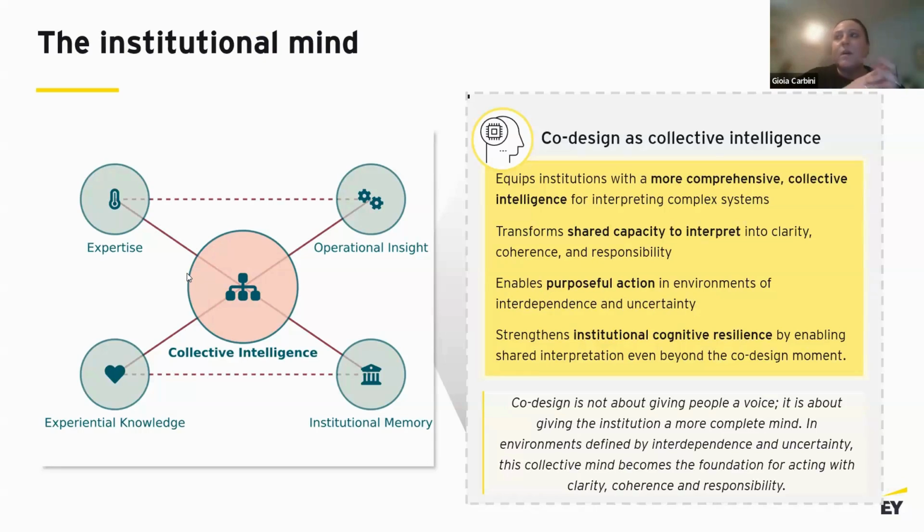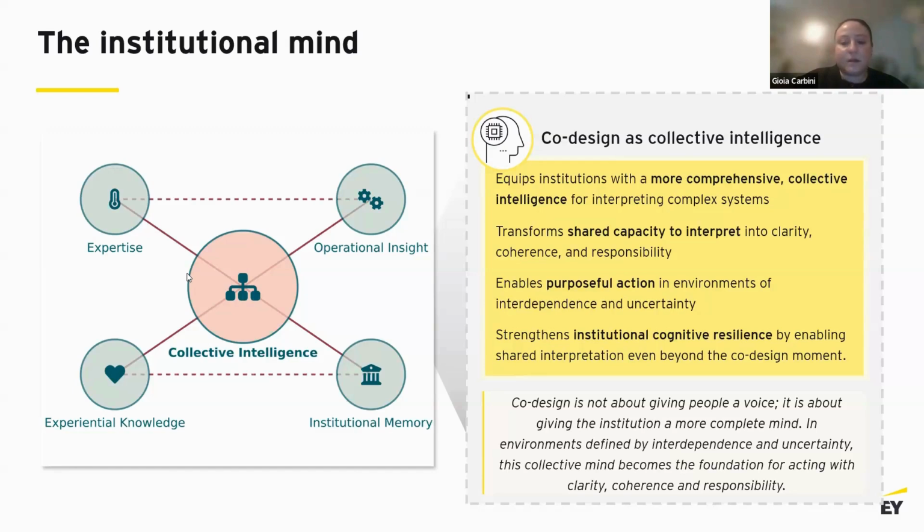And at the same time, what we see is that co-design is not at all about generating consensus, as I mentioned, but more about generating coherence. So it is what allows institutions to act without requiring uniformity of thought. So we need to go beyond the idea that we need to have a uniformity of thought to find a shared solution.